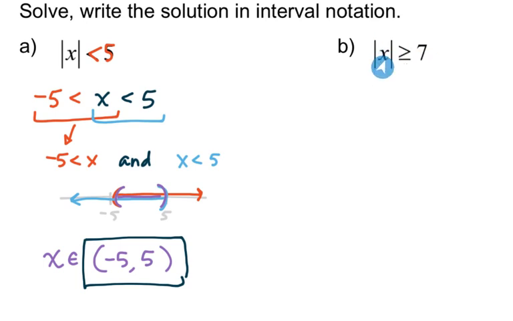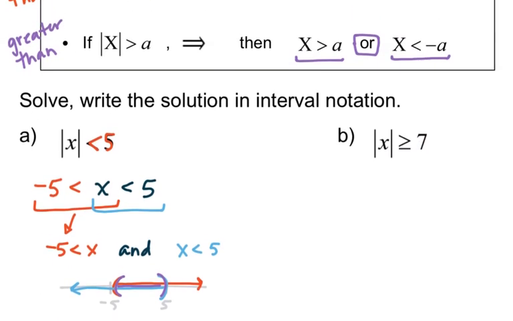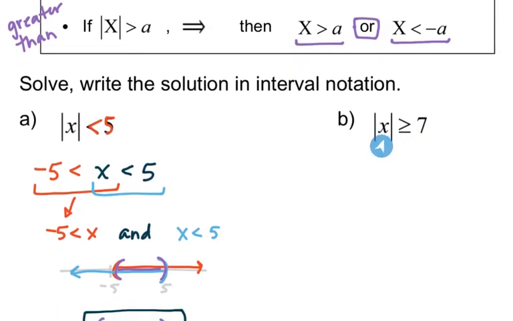All right, let's look at example B. Here we have the absolute value of x is greater than or equal to 7. So this is a greater than or equal situation. And when we're dealing with greater than, that means we're going to write x is greater than or equal to 7, so greater than the positive, or x is less than or equal to the negative, or the opposite.